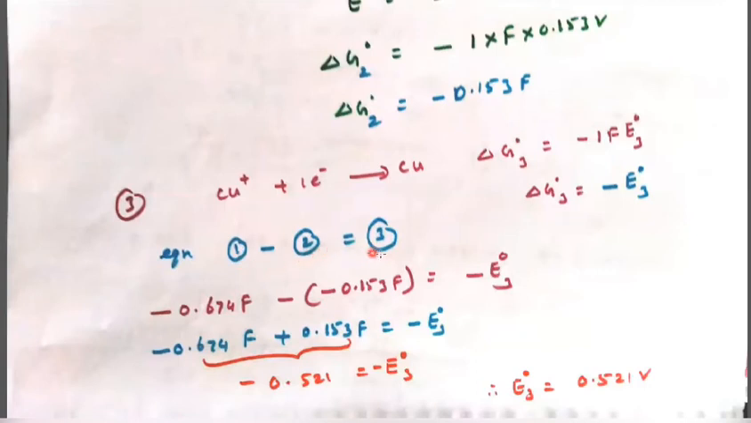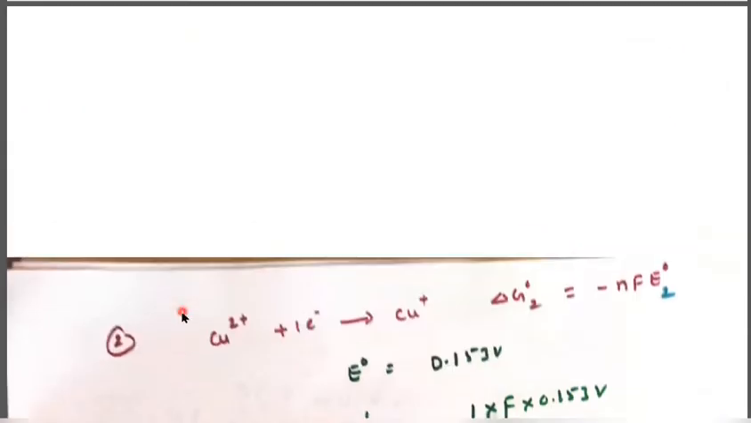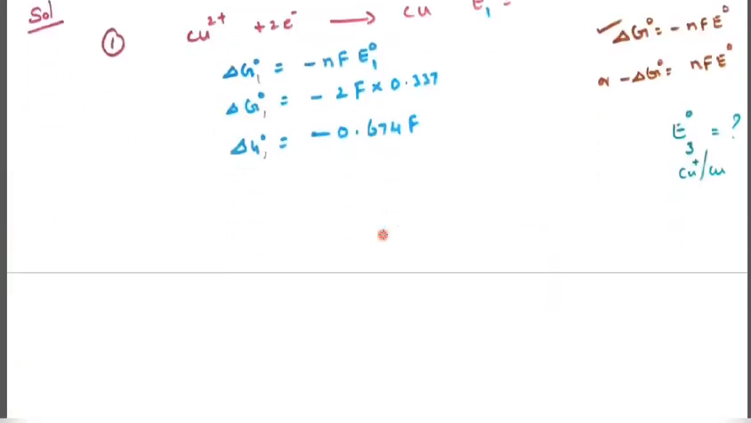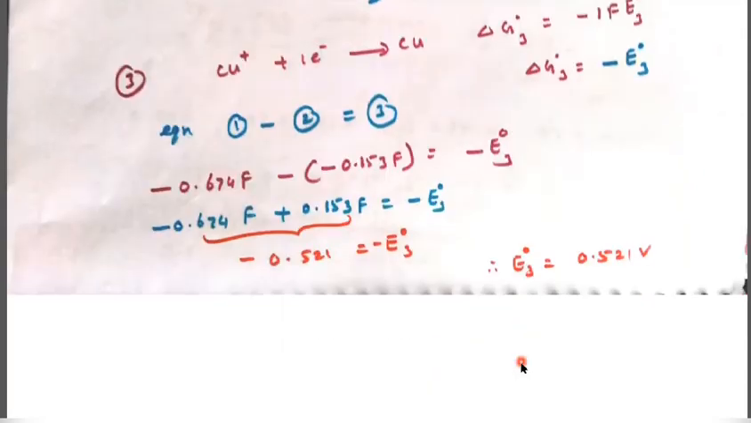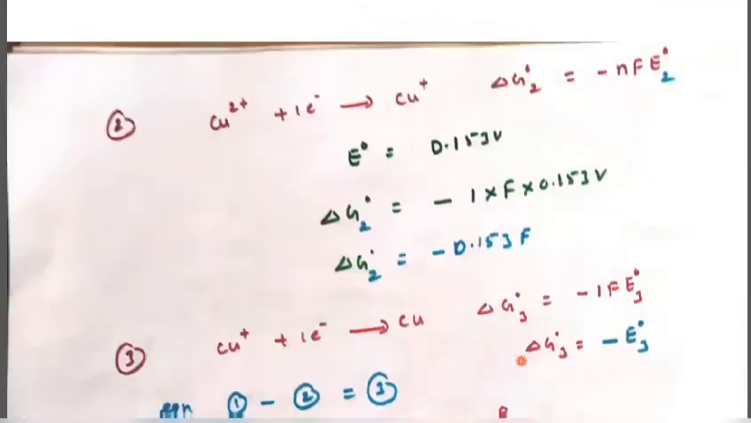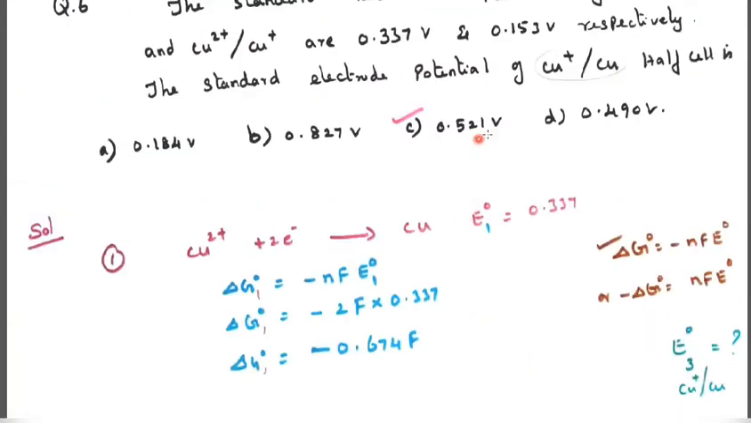So equation 1 minus equation 2 is equation 3. Equation 1 we got as minus 0.674 F, and the second value as minus 0.153 F. Minus of minus gives plus, and after the subtraction we get minus 0.521 equal to minus E3 naught. Minus minus cancelled, so E3 naught is equal to 0.521 volt. So 0.521 volt is the correct answer for this option, Cu+ to Cu.